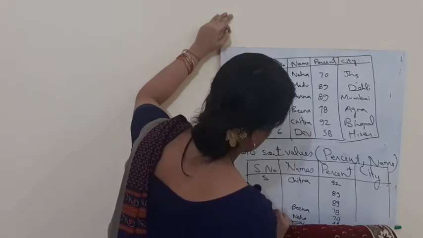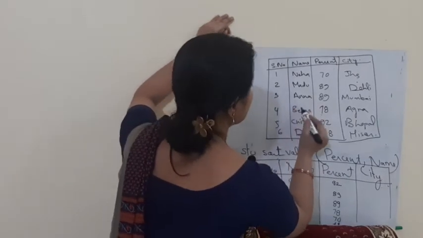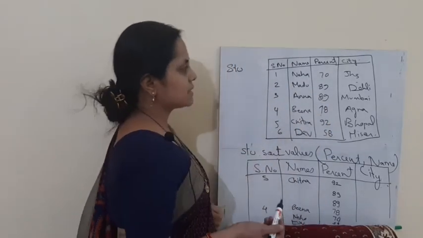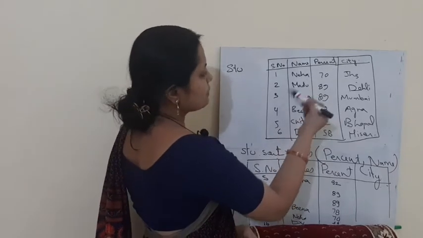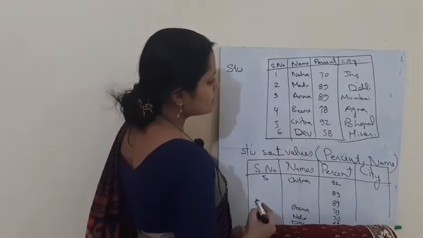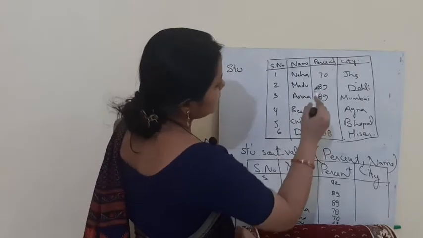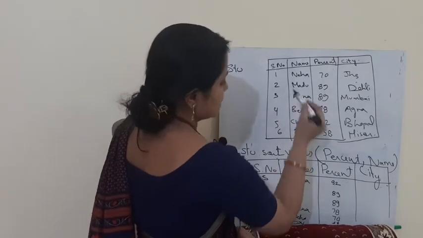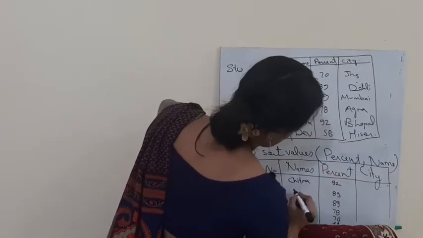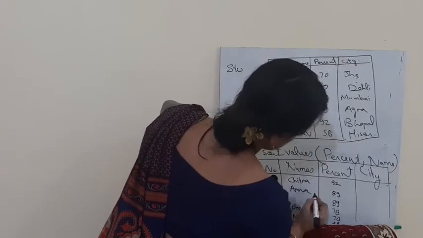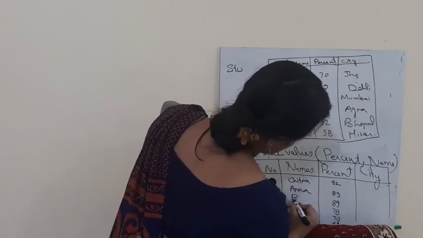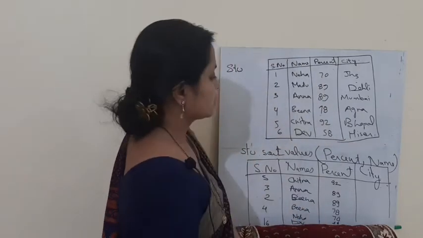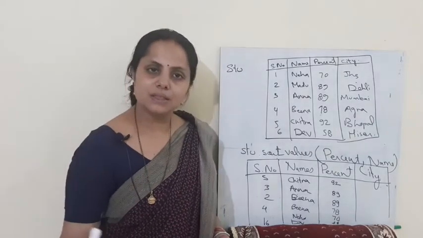Beena number 4. Now the difference comes for Anna and Madhu. Anna and Madhu are both having the same percent. Now what should be placed? Otherwise, I would say first Madhu and then Anna. But as I am saying, if the percentages match, the sorting should be on the basis of name. So first the name will come as Anna and then Beena, and the serials will be 3 and 2. I hope I have made myself clear. Is it clear to everyone?